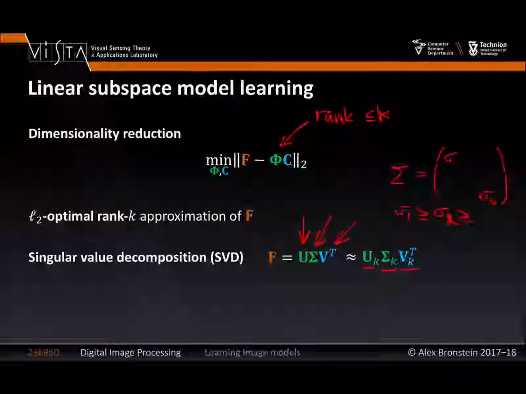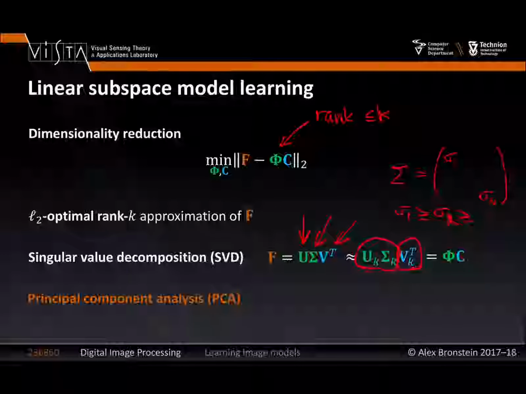And what we get is a rank k matrix that is closest, in the L2 sense, to the original matrix F. So let's just call these first two matrices phi, and the right matrix, let's call it C. And this is how you obtain this decomposition, which is typically called principal component analysis, PCA, or the Hotelling transform, or the whitening transform. There are many different names that this very same procedure has. Okay, so this is how we find linear subspace models.